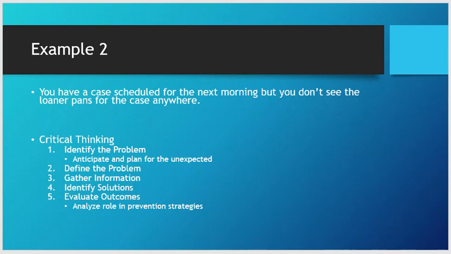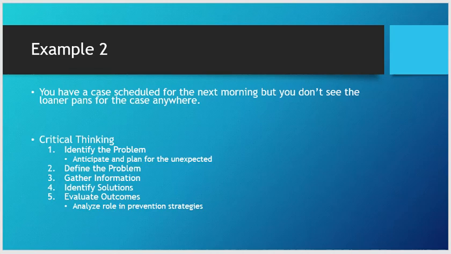In our second example, you have a case scheduled for the next morning, but you don't see the loaner pans for the case anywhere. So let's identify the problem. There may be an instrumentation problem here. Define the problem. If the loaner pan is nowhere in sight, it may not be here, may not be sterile, or it may be placed with the wrong procedure cart. If this is the case, you won't have the needed instrumentation for the next day.